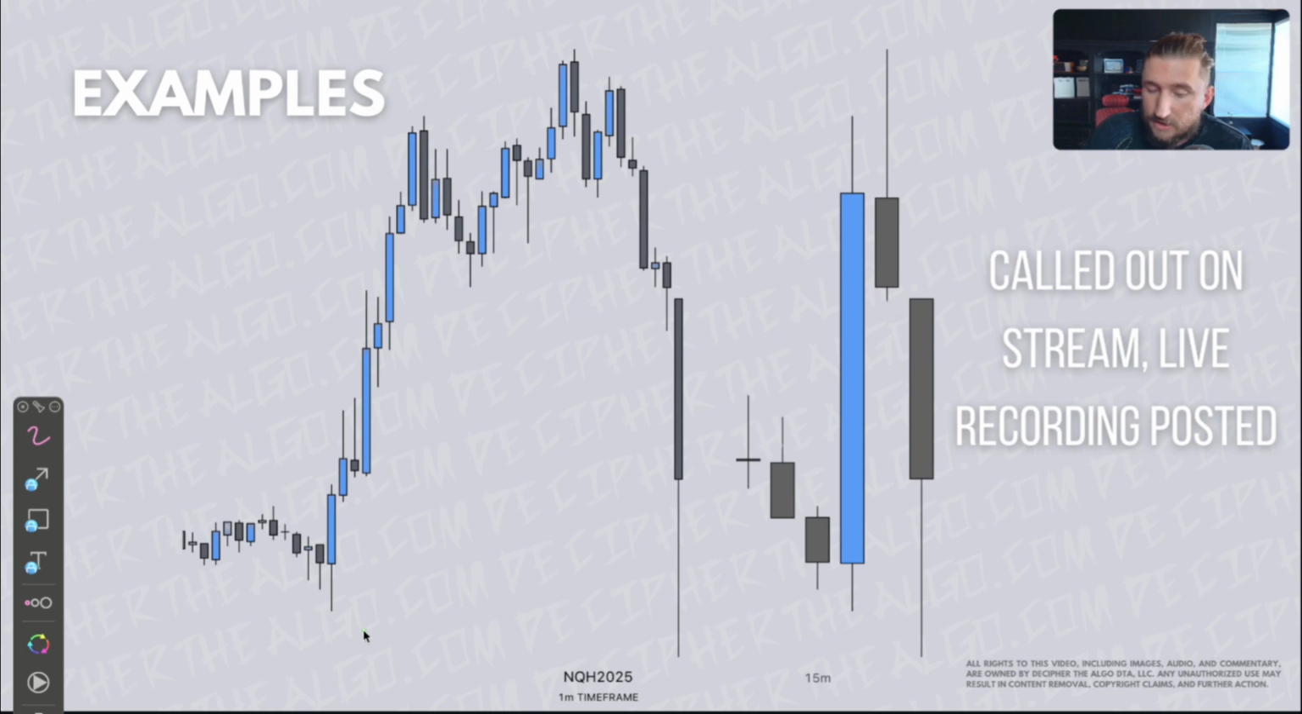This is something that we actually called out. We walked this through. There's a recording posted if you want to check that out, where we go over pretty much candle by candle for this setup. And you can see that it worked out magically.